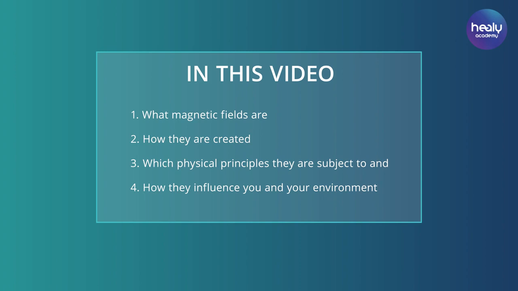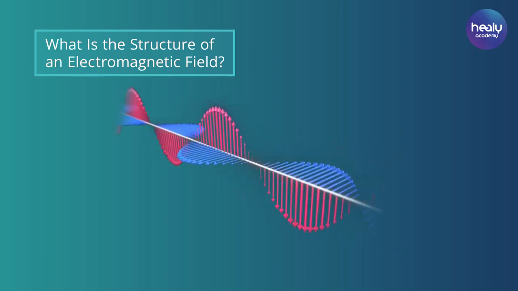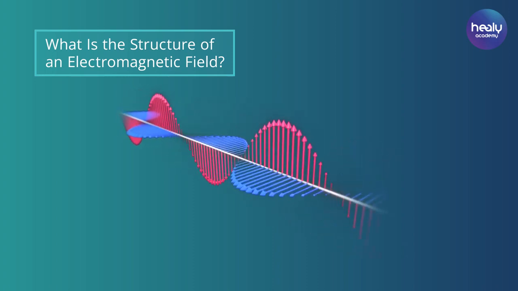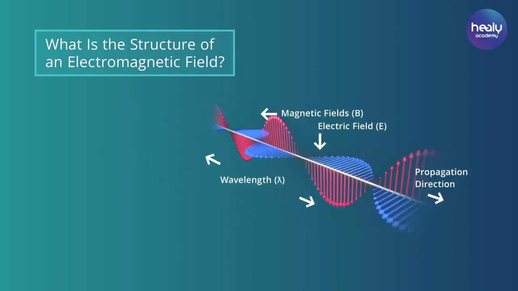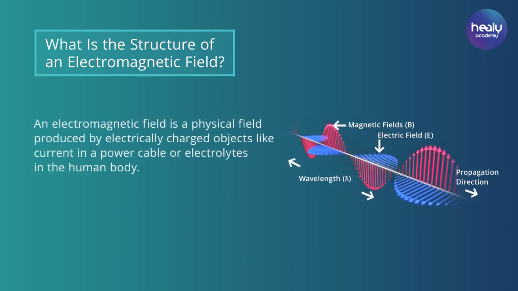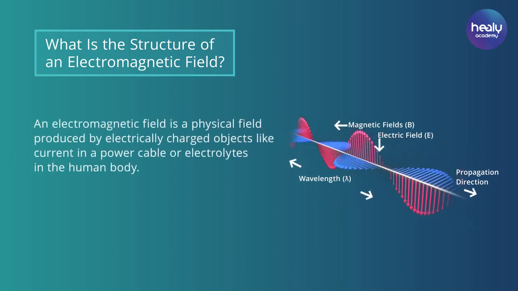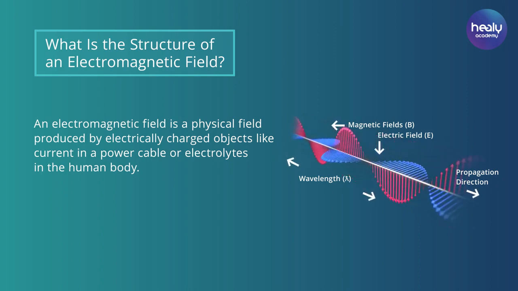We will start with some scientific principles, more precisely with the structure of electromagnetic fields. What is the structure of an electromagnetic field? Electromagnetic fields are created as soon as charges or charged particles move or change their velocity. So in other words, an electromagnetic field is a physical field produced by electrically charged objects like current in a power cable or electrolytes in the human body.